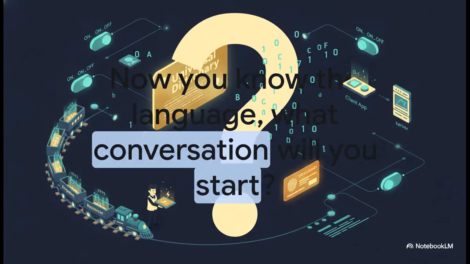We've done it. We've decoded this secret dialogue. You now understand the fundamental principles that allow your phone to talk to a server on the other side of the world. You know the language, from its basic alphabet all the way to its conversational grammar. So the only question left is the one you see on your screen. Now that you know the language of the machines, what conversation will you start next?